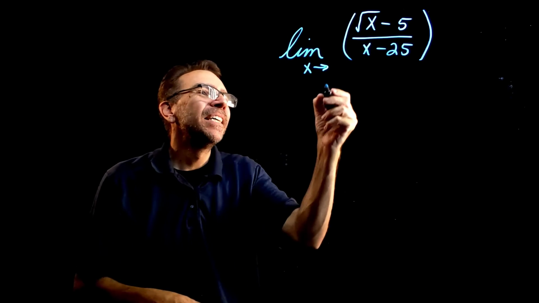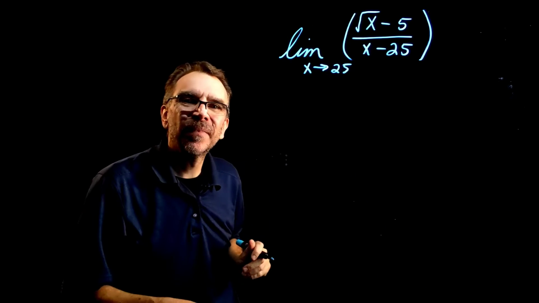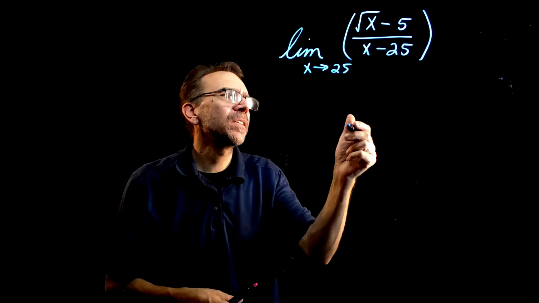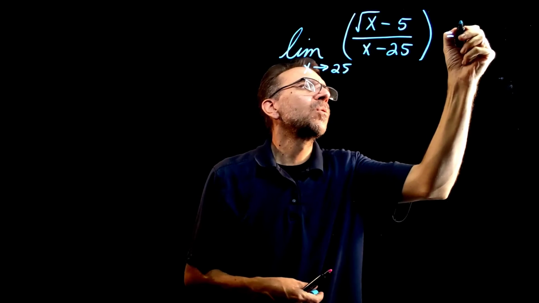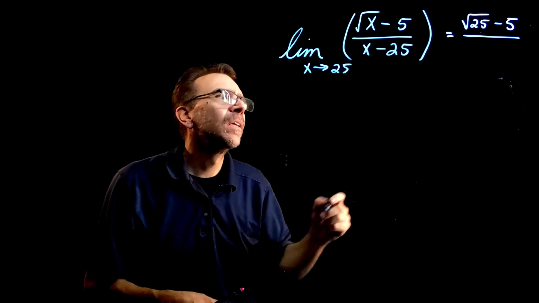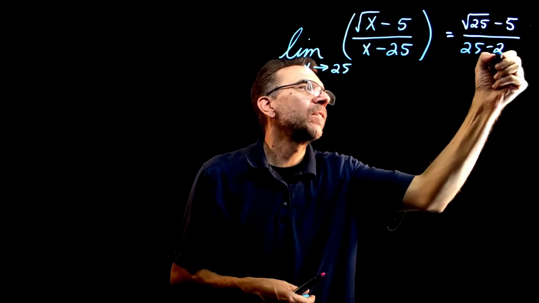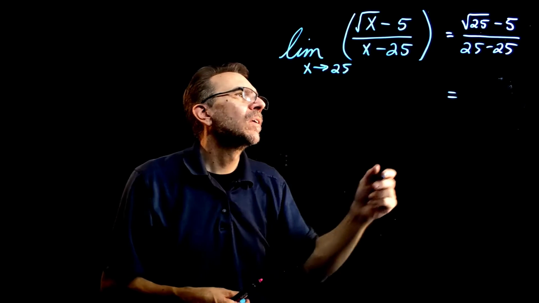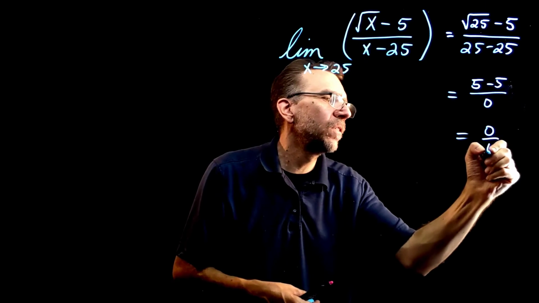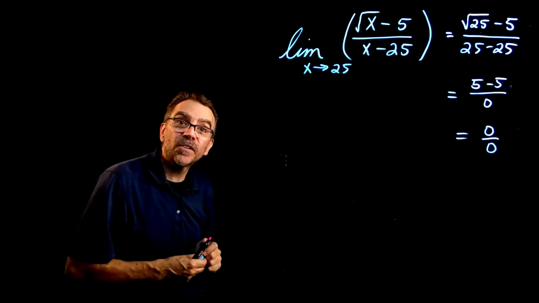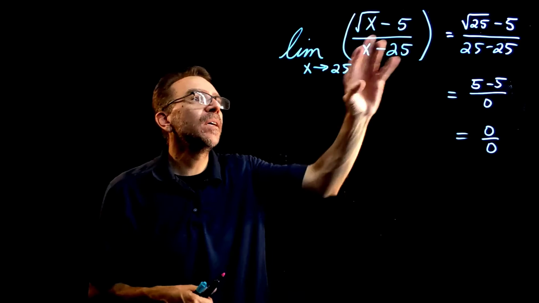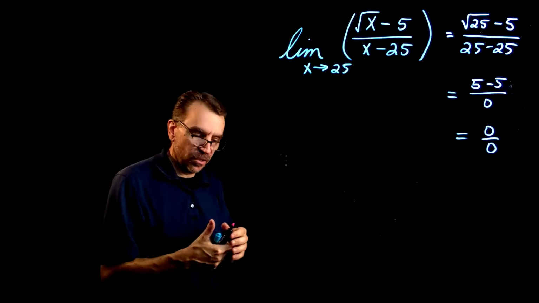All right, same problem. X is tending towards 25 this time. Now when we do the direct substitution, you can see we're going to run into a problem. So the direct substitution here, we would get square root of 25 minus 5 over 25 minus 25, right? Which is 5 minus 5 in the numerator and 0 in the denominator. We get 0 over 0. Okay, now 0 over 0 is indeterminate. That really doesn't tell us anything. So this limit can't be solved using direct substitution.